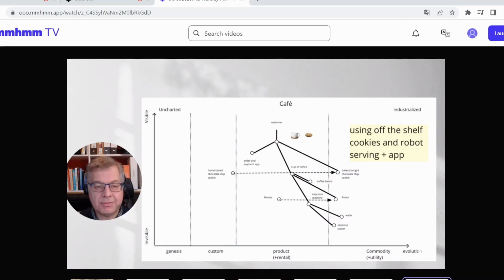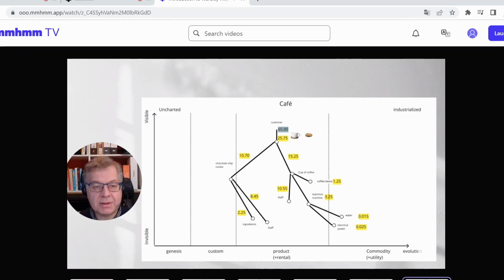So here we can see what the map looks like now that we introduced off-the-shelf cookies and a robot replacing the barista. We can see what it was like before and what it looks like with the proposed change. And we're also able to plot the cost of each action and component that goes into delivering the benefit to the customer, as the lines are actually flow of capital. Now we can have a discussion about which benefits are most valuable to the customer, which are less, and what do each cost and what is the profit.